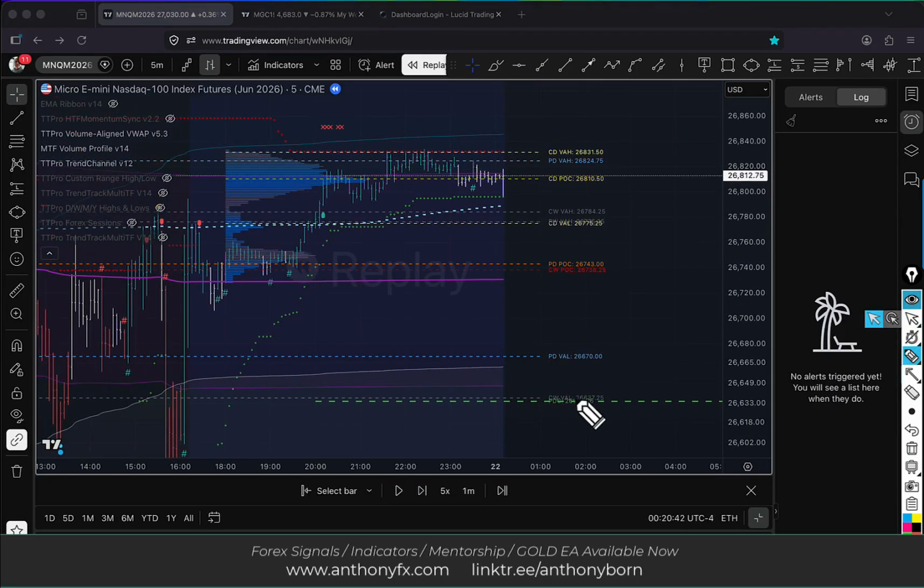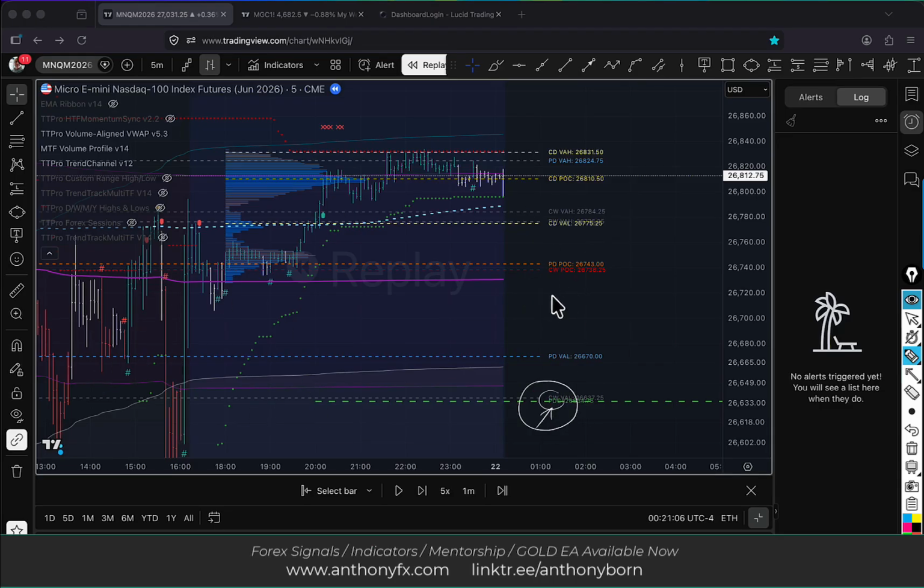The first thing is labeled PDC, previous day close. This is this green line. If price is above it, it's going to be green. If price is below it, it's going to be red. This is the previous day close, so you want to be above the previous day close.